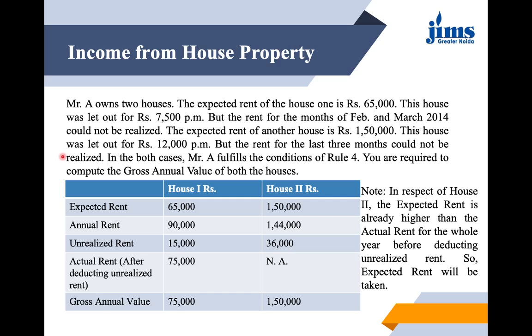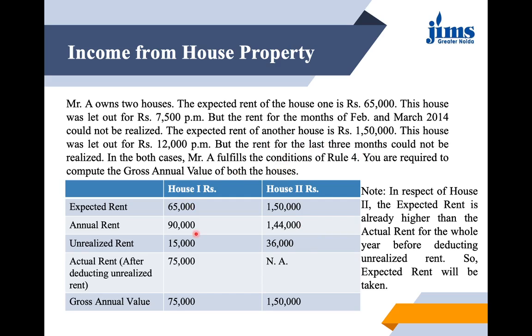In both these cases, Mr. A fulfills the condition of Rule 4, so we are required to compute the gross annual value of both the houses. So we will consider here expected rent of house 1 as 65,000. For house 2, it is 1,50,000, which is given here to us. Annual rent will be considered as 90,000. Why? Because it is 7,500 per month, and in this case it is 12,000 per month. So 12,000 into 12, it is 1,44,000. In the first case, for house 1, the unrealized rent is 15,000, whereas for house 2, it is 36,000, because they are saying the rent for the last 3 months could not be realized.